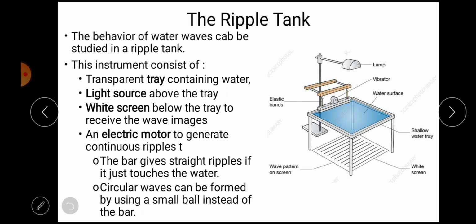So please make sure you understand how we use a ripple tank. There is another instrument here that we didn't put here. We call it a stroboscope. I will show the stroboscope later, but it is used to view. It's not part of the ripple tank here.